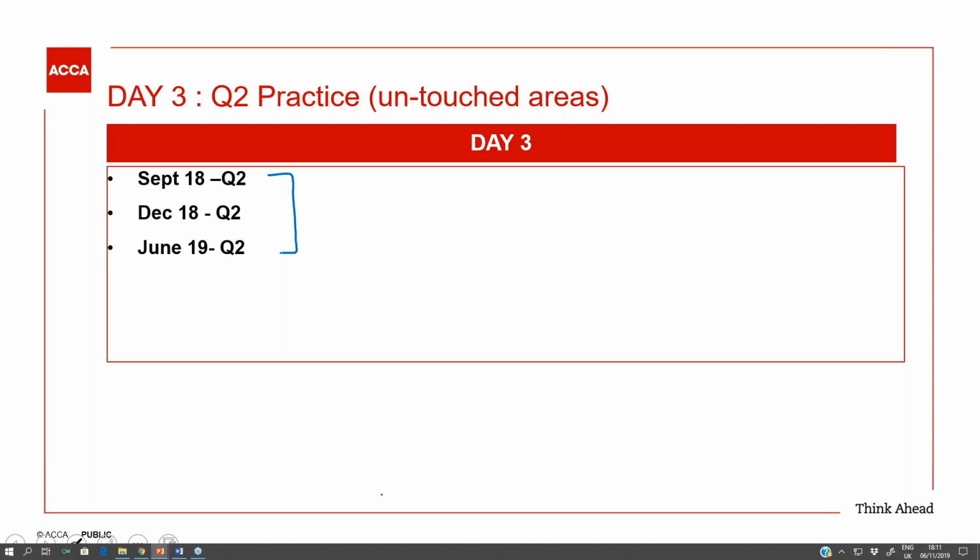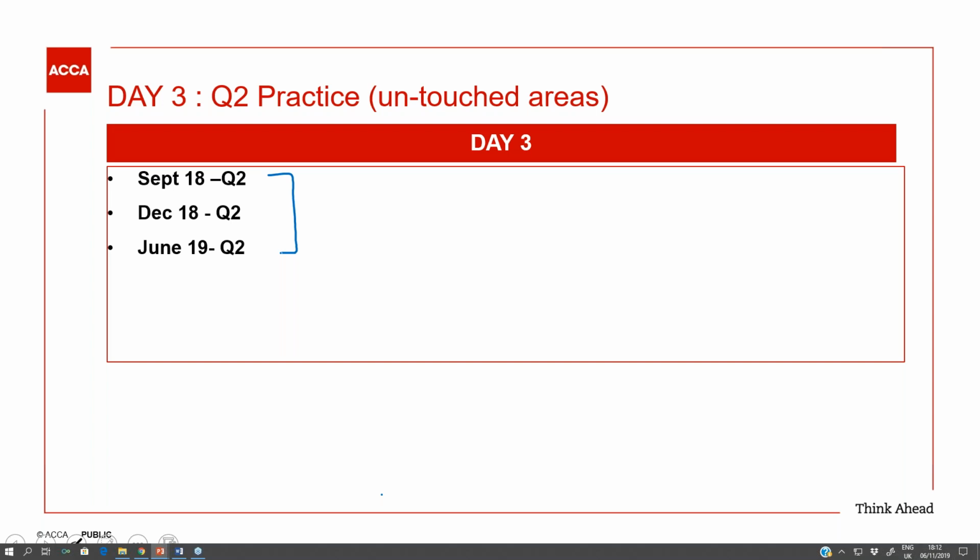So we are looking into three recent papers, because if you go before September 18, you will see there are five questions in the paper. But then from September 18, the format of the paper changed. And in the new format, there are a total of three questions to be attempted. All are compulsory. One of them was done yesterday, and we're doing the second question today by taking into account the three latest papers where question number two is available.